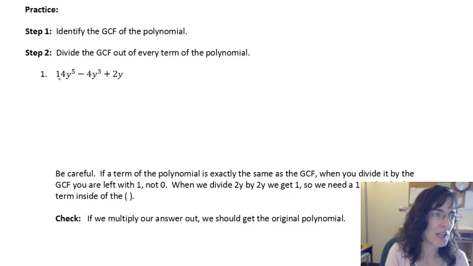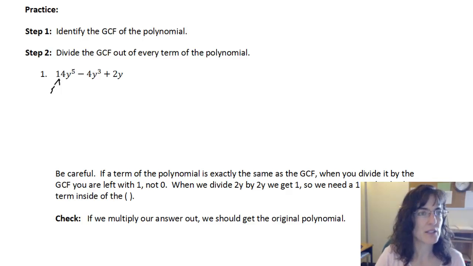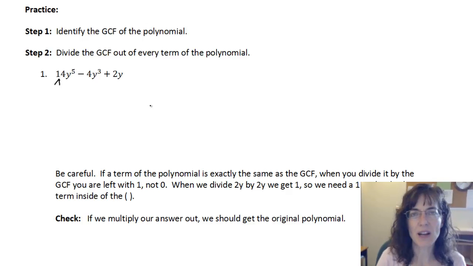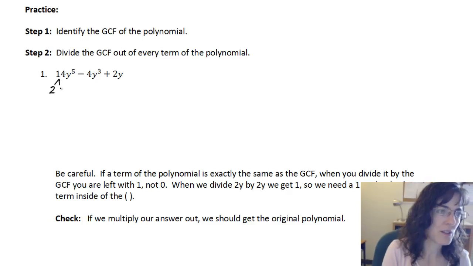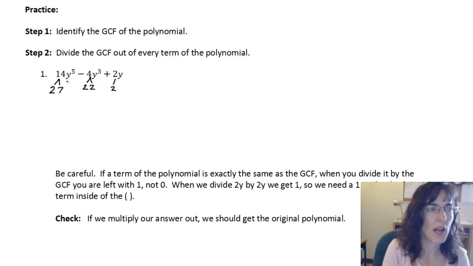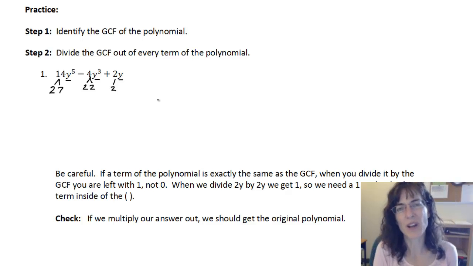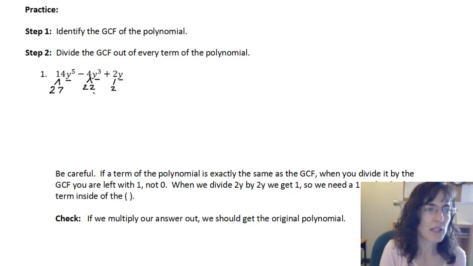So I'm looking at each number and seeing, is there something I can divide each number by, or can I factor the numbers? So 14, I'm thinking, is 2 times 7. 4, I know, is 2 times 2. And 2, I just have a single 2 there. I can see also that I have a y on every term, so I know I can factor out at least a single y. And it looks like 2 is the thing that's repeated for every term.